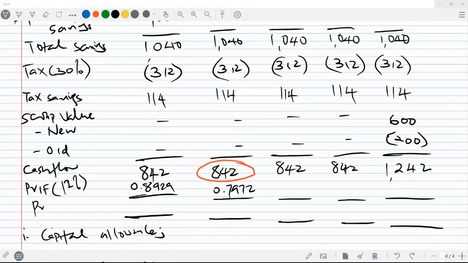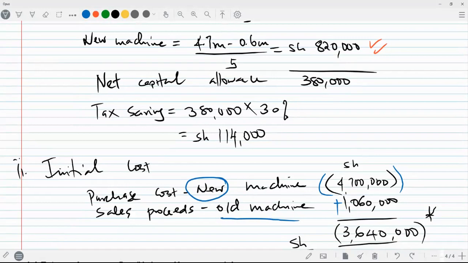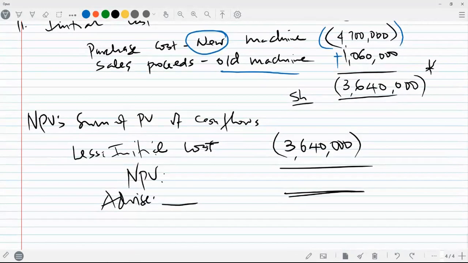Just multiplying and adding. NPV is negative. What do you get? Negative 378. Negative 378. Can someone confirm? It's correct, the same. Okay, thank you.